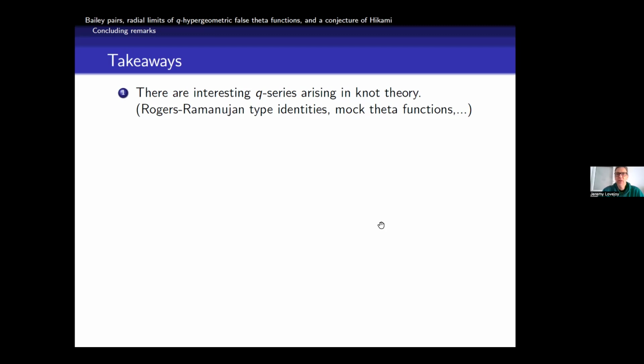First, there are interesting q-series arising in knot theory. Everything I considered here arose originally from Hikami looking at q-identities associated to certain torus links. And this is something I've been thinking about for a number of years. There are lots of interesting q-series arising in knot theory. For example, you can prove Rogers-Ramanujan type identities by computing knot invariants in two different ways. In fact, you can prove a whole subfamily of the Andrews-Gordon identities by computing colored Jones polynomials for certain torus knots in two different ways and looking at what are called the tails. And you just get all sorts of Rogers-Ramanujan type identities.